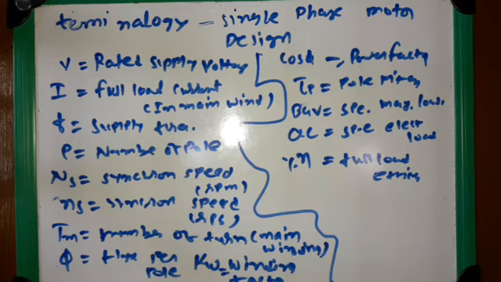Now we find the relation between kVA, BAV, AC and the output coefficient, and the output equation. So we find out the output equation and the relation involving this pi value.